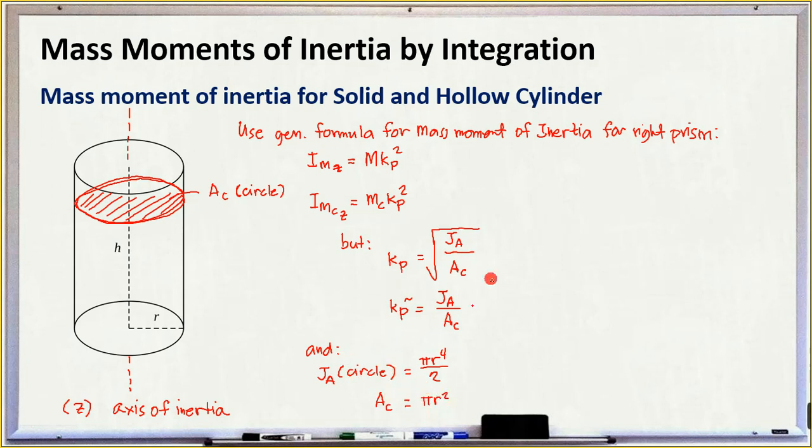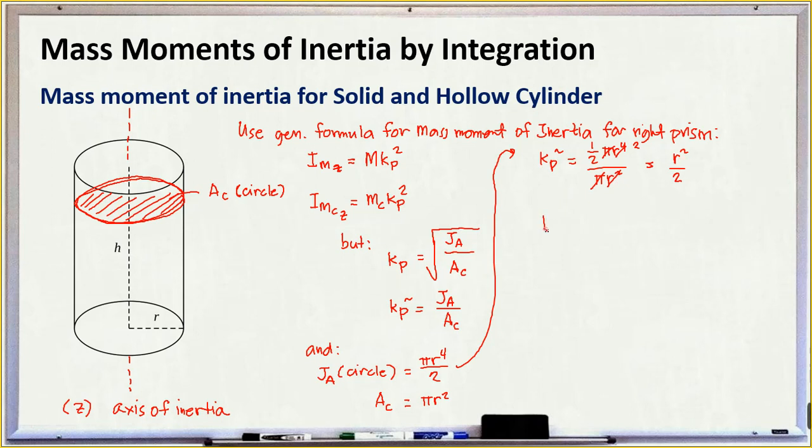So substituting these values, we have kp square is equal to 1/2 pi r to the fourth all over pi r squared. Cancel the pi, cancel two of the r, so r squared remains on top. So that would be equal to r square all over 2. Again, this is the polar radius of gyration for the circle as the cross-sectional area of the cylinder.